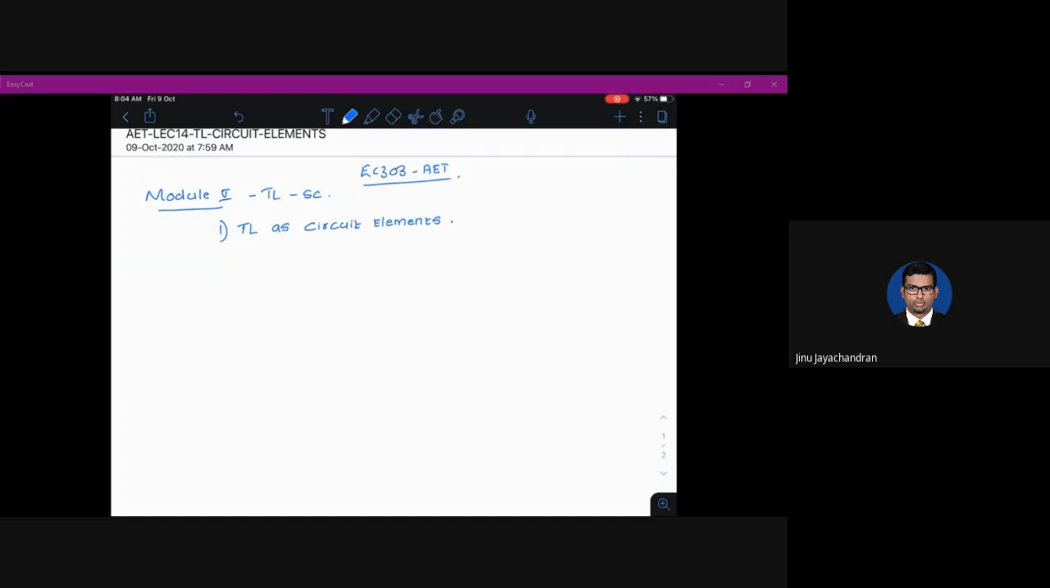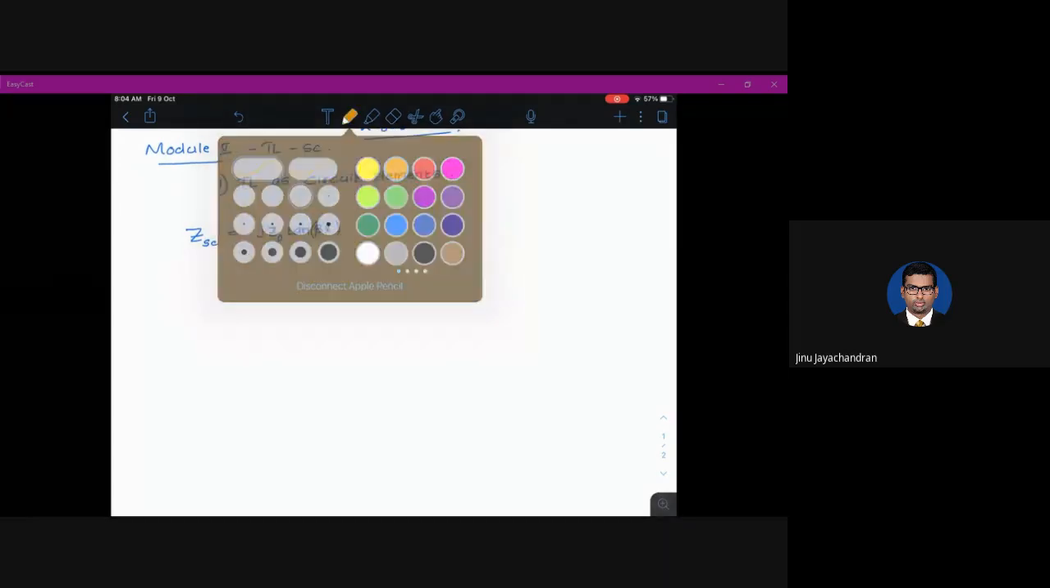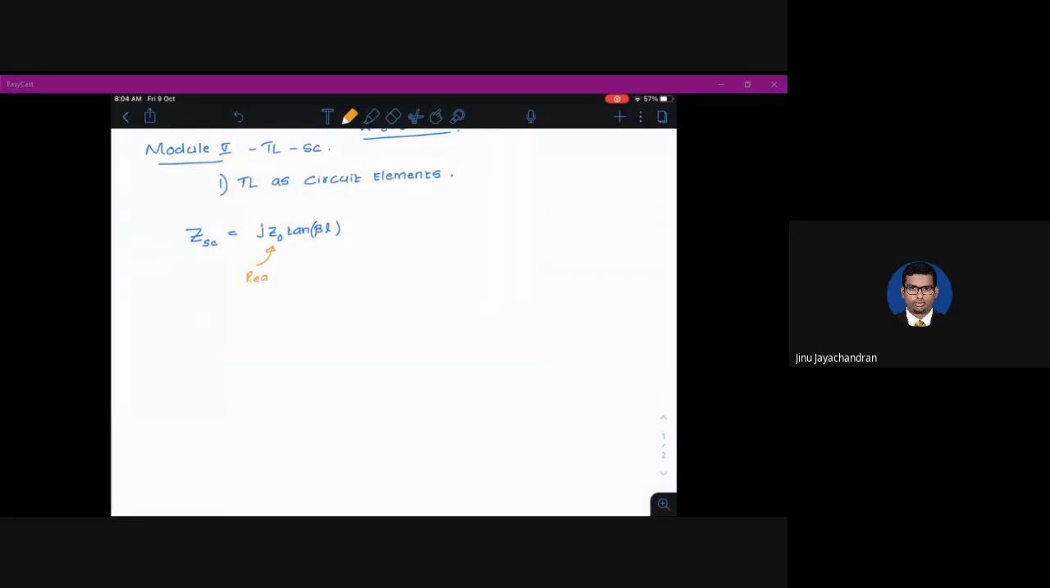Fine. So we have seen in the previous class that a short circuited line has an input impedance equal to jZ0 tan(βl). This is the input impedance of a short circuited line. This we have seen in our previous class. Now, usually the value of Z0 is real. Most of the times it will be real. I'm not saying that it will be real every time. I'm saying that the majority of the times the value of Z0 is real.